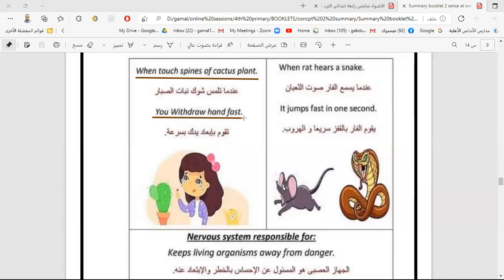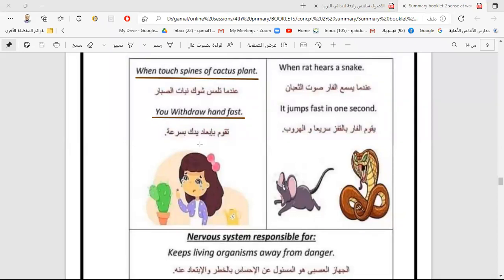Here, the brain must send another message to react, to move your hand away, to withdraw your hand fast from the thorn. This is the reaction, or this is the response. You withdraw your hand fast. Very good, Muhammad. Excellent, my son. And this response takes only a very short time, part of a second, not a whole second.